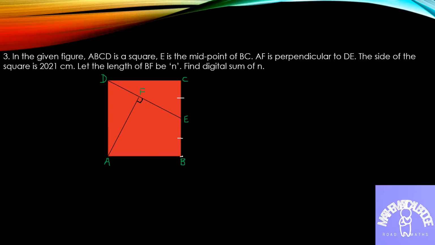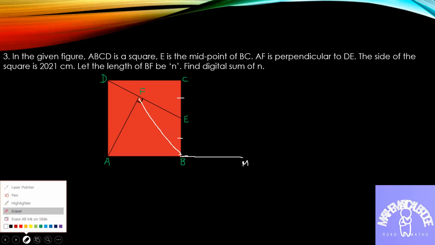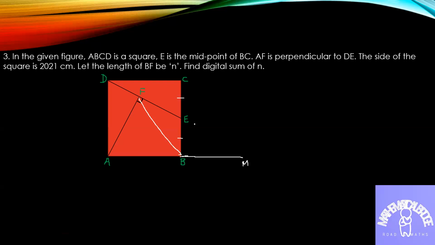extend B to some point, suppose, okay, let me draw it. Extend B to some point, suppose I name it M. Okay, now I join BF. Okay, and I also join FM. Okay, pardon, the line is bending somehow. Okay, yeah, so we have to join FM.